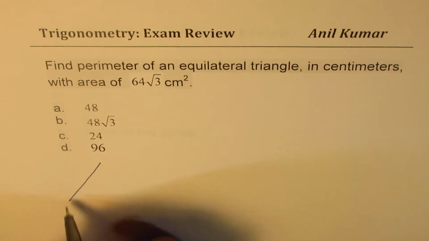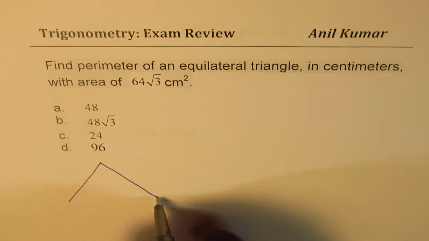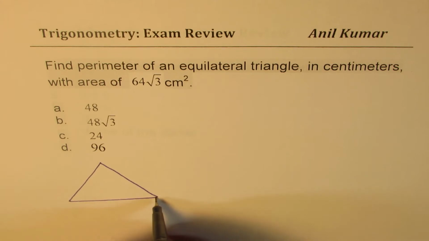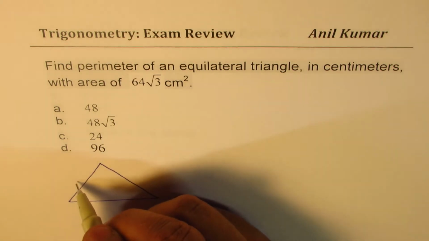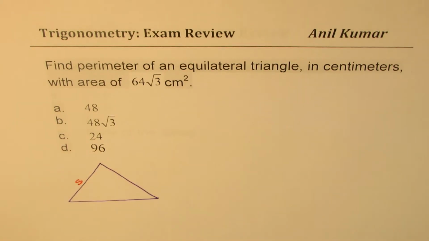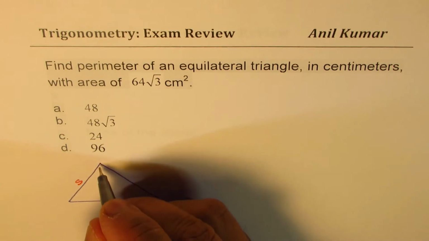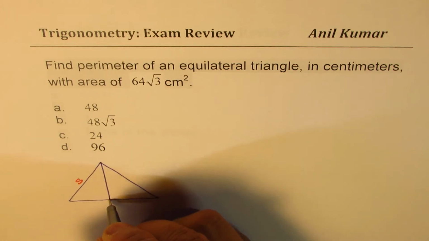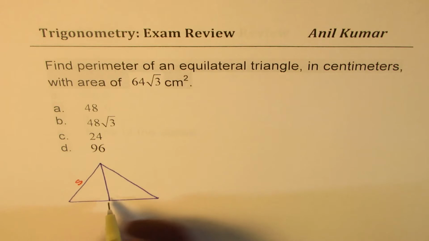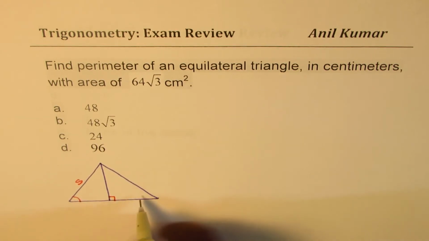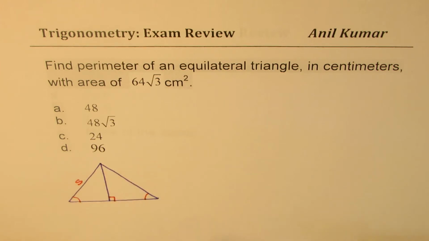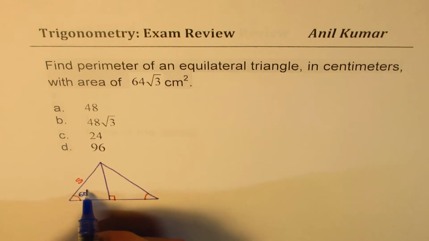So let's make an equilateral triangle and understand how to find its height when we know the base or any other side. Let us say that the side is S, and we are interested in finding the height of this triangle. Height is also called altitude. Since it is an equilateral triangle, all these angles are 60 degrees, so each angle is 60 degrees here.